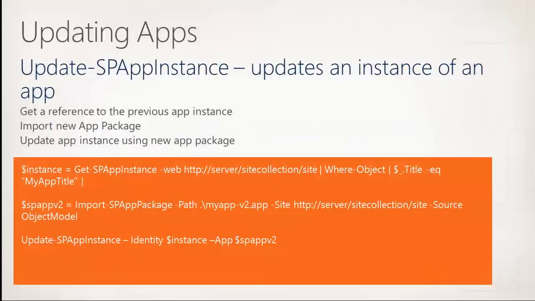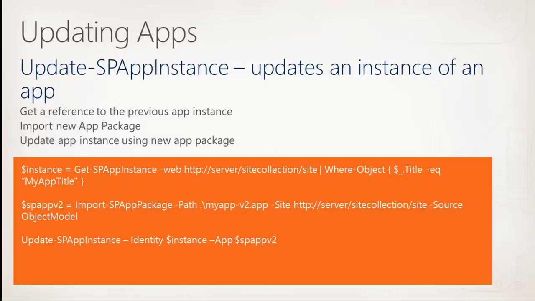To update them, the steps are a little more involved. Basically, you get a reference to the previous app instance with Get-SPAppInstance. Then you import the new app package, and then you update the app instance with the app package. Does that make sense? It took me a while to figure out. So you import the package, and then you update each individual app that you want to update.